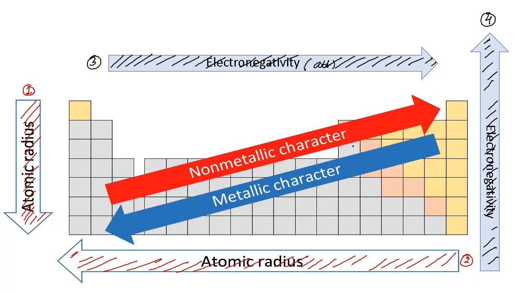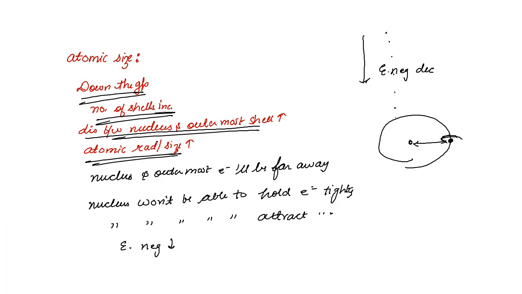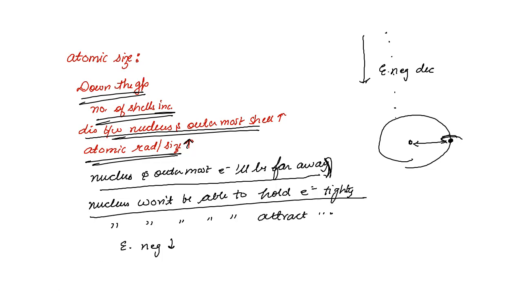We also learned one more thing, the metallic character. So we learned that metallic character is the tendency to lose electrons. When you go from top to bottom of the group, size increases and hence the distance between the nucleus and the outermost electron increases. Nucleus and outermost electron will be far away from each other. The nucleus will not be able to hold the outermost electron tightly. Right? So we have discussed the same things.